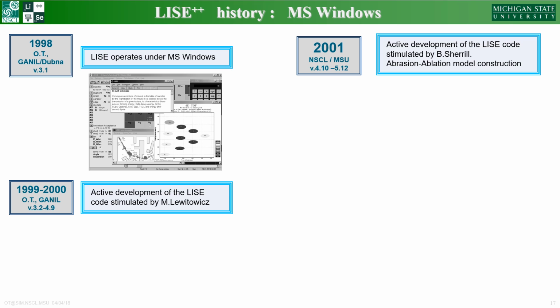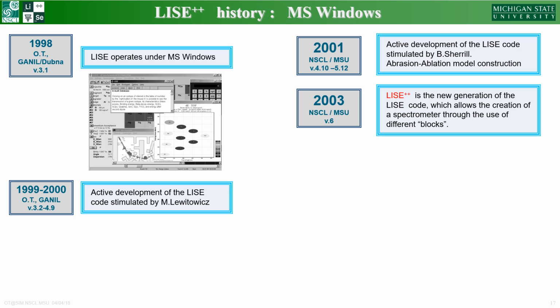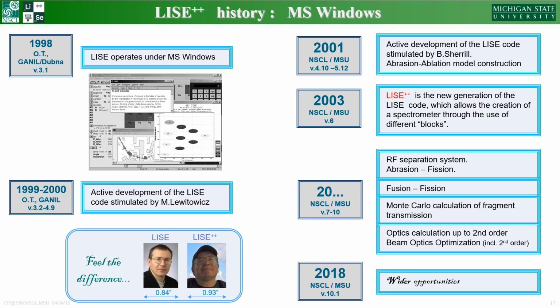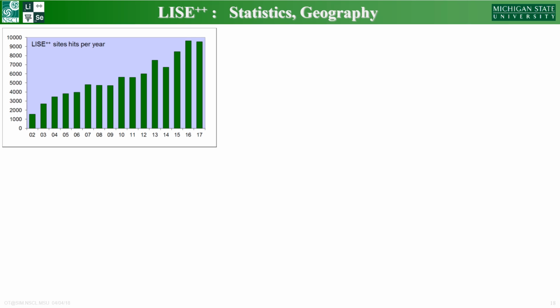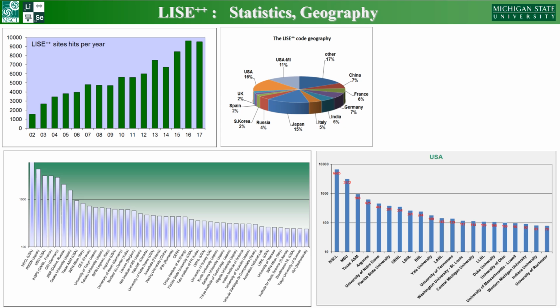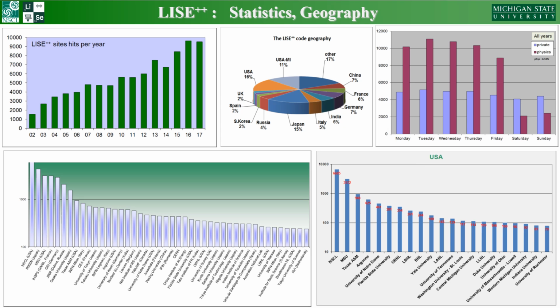In 2003, LISE++ became the new generation of LISE code, which allows the creation of a spectrometer through the use of different blocks. Different reaction mechanisms such as fusion residues, fusion fission, abrasion fission, and Coulomb fission have been implemented in the code. Over the years, there has been growth in the LISE site statistics. According to these graphs, people in laboratories used to work hard on Tuesdays and Wednesdays, but not on Fridays.